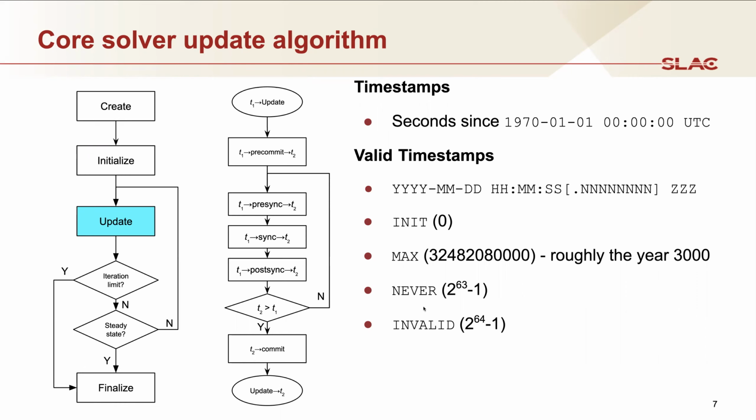There are also 2 other values that are used. One is never, and the value of never is 2 to the 63rd minus 1. And the other is invalid, which is 2 to the 64th minus 1. Those 2 values are used to flag when, for example, an object wants to say that it's reached steady state, it would return the value never. And if an object returns invalid, for example, it can't calculate the time, or there's some other error that requires the simulator to stop, then it would return this value instead.